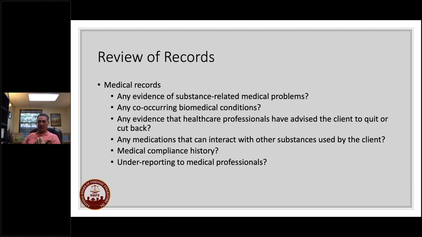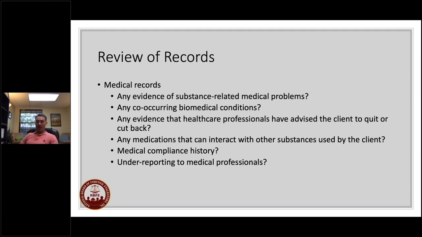I tend to pull primary care physician records because I'm looking for, do I see an alcohol-related stomach ulcer? Do I see high blood pressure and high cholesterol, and the doctor's been saying, yeah, cut back on the beer because you've been drinking too much of it, but the client didn't say so. Or do I see that they tested positive for illicit drugs in a urine specimen that a doctor collected, but they told me they never used that drug before?